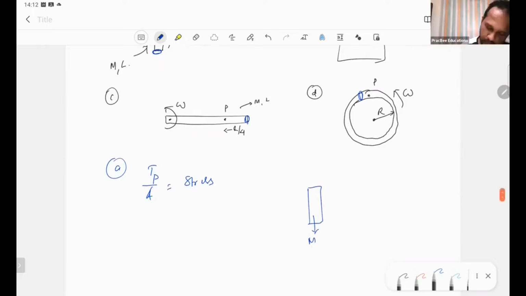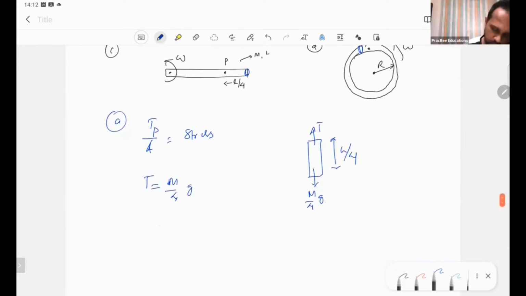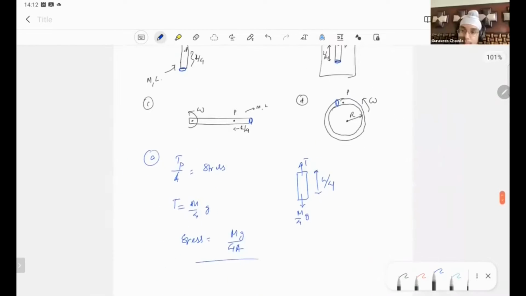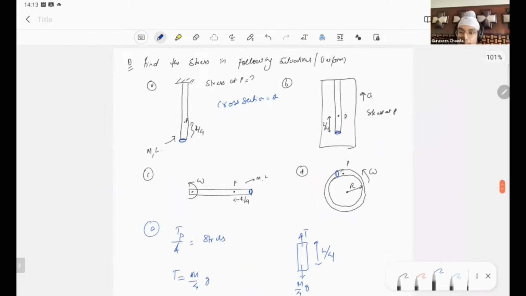तो ये हो जाएगा m/4 into g, because this length is L/4. So टेंशन ऊपर की तरफ हो जाएगा. So T is equal to mg/4. So stress will be mg/4A. ठीक है. तो अब बताइए बाकी का, आप बताइए. मैंने आपको बता दिया क्या होता है, because tension is the restoring force always in a body.